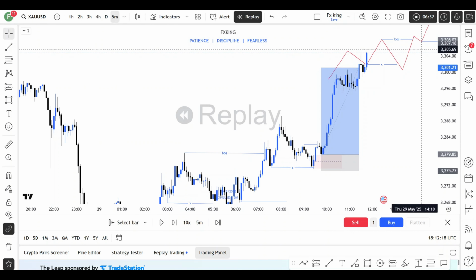Let's go over to the Telegram group, and I will show you these trades I took. These are not just mere examples.